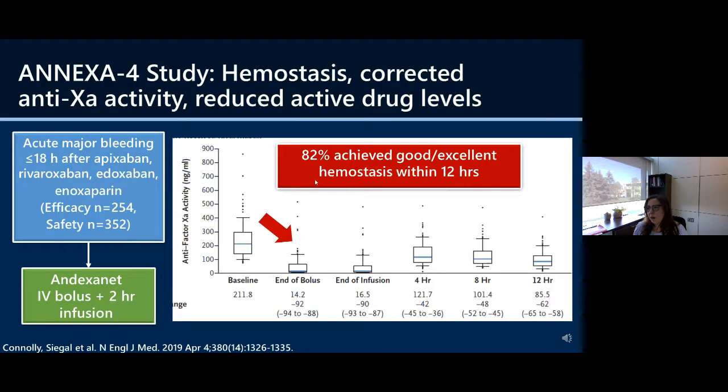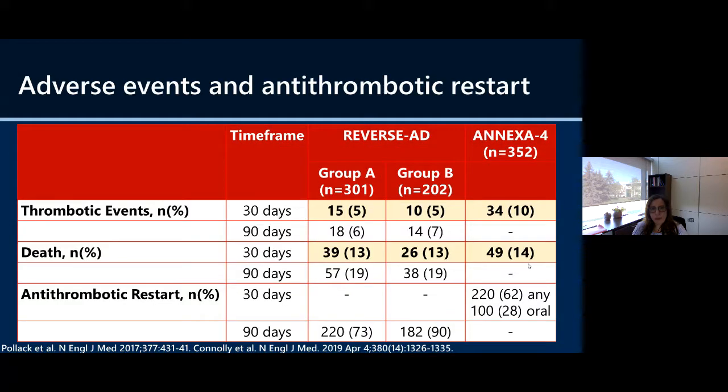You can see in the red box that 82% achieved good or excellent hemostasis within 12 hours. And this is one example from the paper: administration of the bolus resulted in a dramatic and rapid reduction in anti-factor Xa activity, which persisted during the infusion and then started to creep up afterwards. And this is sort of in keeping with the natural clearance of the drugs. And I can say for both of these studies, the majority of patients were elderly and treated with anticoagulants for atrial fibrillation. So this is the population I think that you all would be very familiar with.